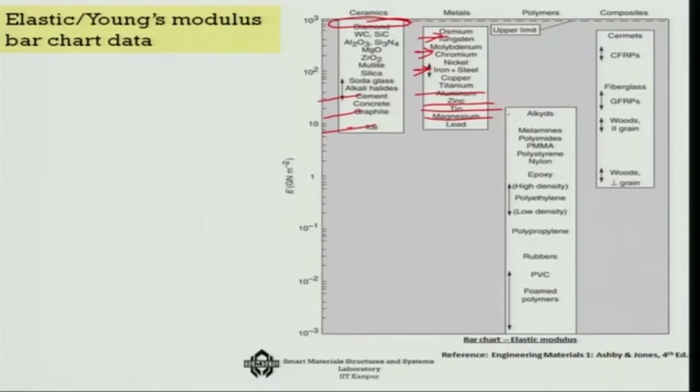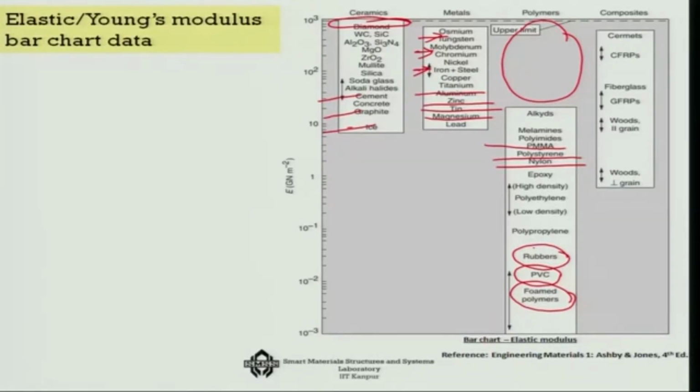Now, if you look at the polymers, you can see that there is nothing here. That means the polymers are several orders of magnitude lower in terms of stiffness. That is why I told you that about 2 gigapascal is the maximum that we generally observe. In the higher range you get polymethyl methacrylate, polystyrene, nylons, etc. And those which are very low are foamed polymers, PVCs, rubbers, etc. They show very low modulus of elasticity, or in other words the compliance is very high in such materials.